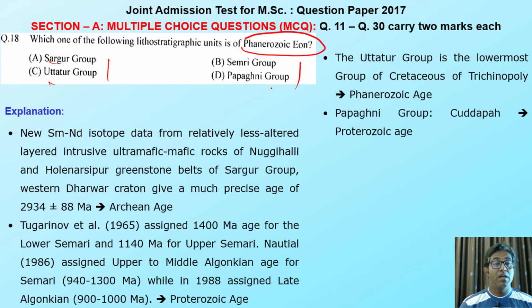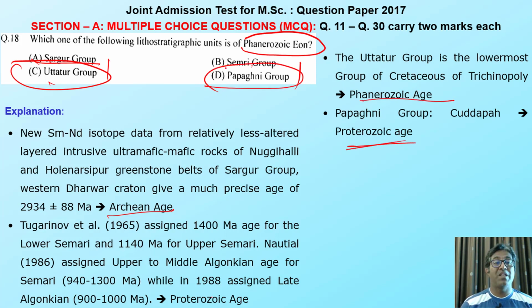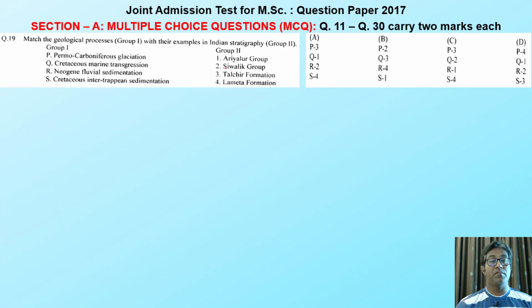I have mentioned here that the Sargur group is related to Archean, Semri group is related to Proterozoic, then this Otatur group is related to Phanerozoic age and the Papagani group is related to Proterozoic age. So my option is 80C.